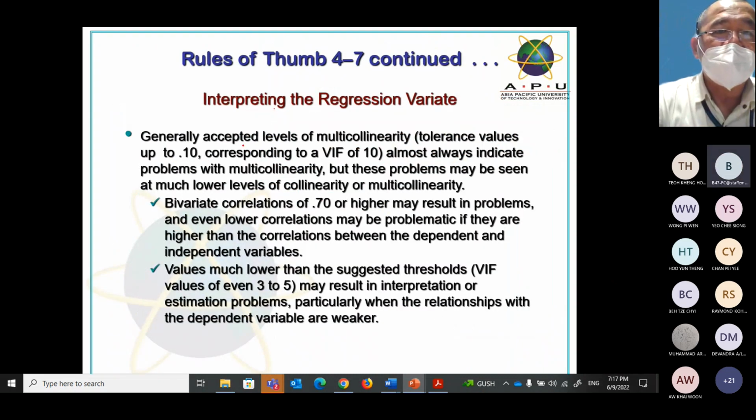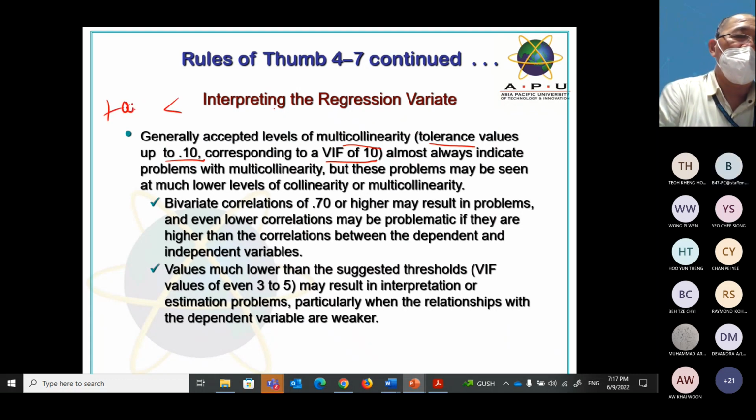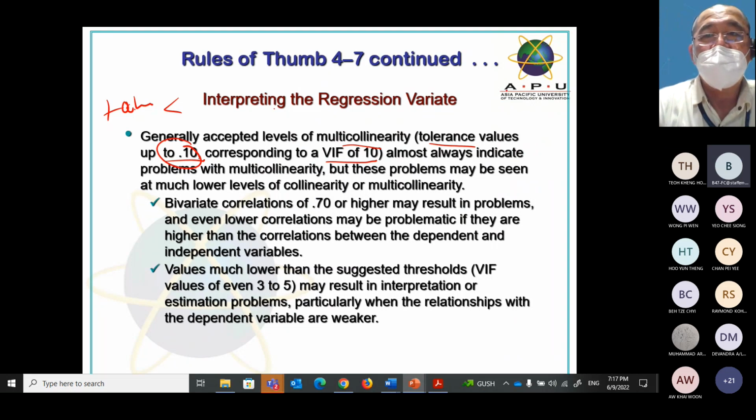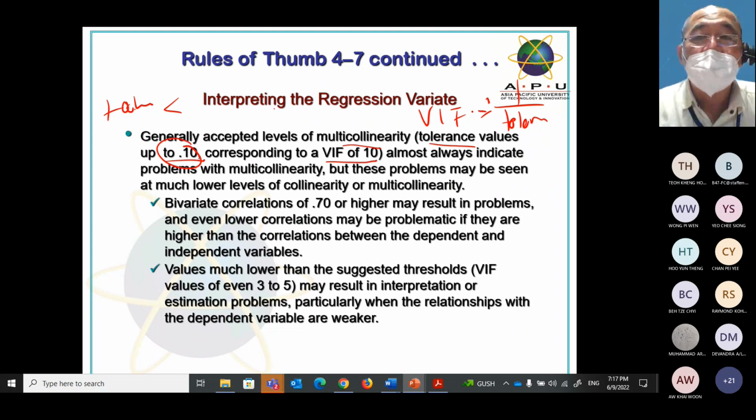So the generally accepted level of multicollinearity is a VIF of 10. You can also use tolerance, which goes down to 0.1. It means if tolerance is not less than 0.1, still okay. Actually it is the same thing. Discussed already: VIF is equal to 1 over tolerance. Therefore, same thing.